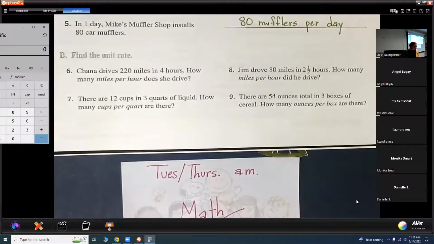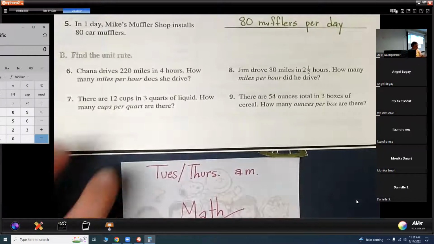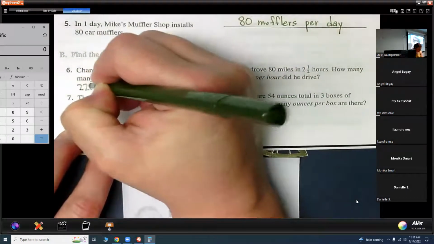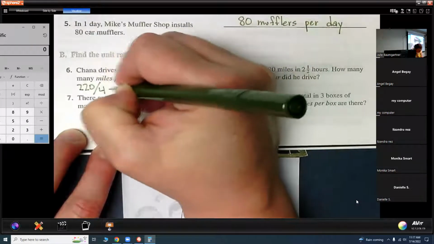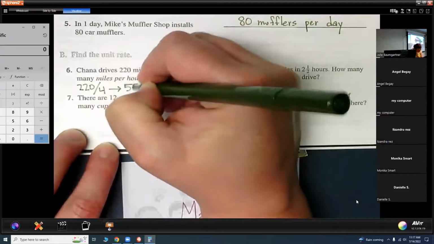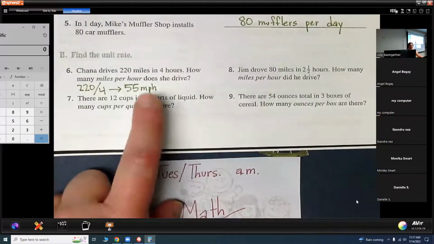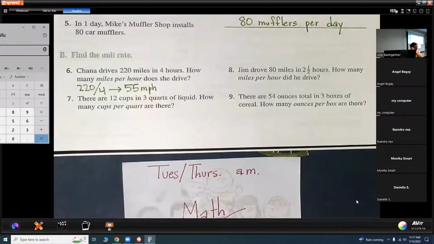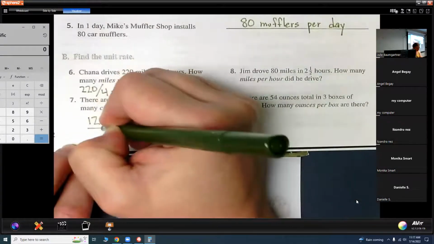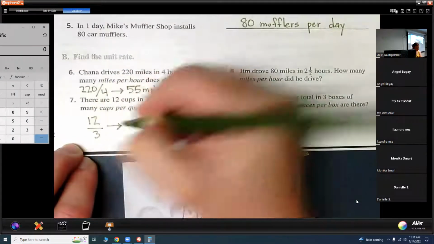So Chana drives 220 miles in 4 hours. How many miles per hour did she drive? 55. 55 miles per hour. Oftentimes rates get abbreviated. Okay, there's 12 cups in 3 quarts of liquid. How many cups per quart? 4? Good, because 12 over 3. Take a 3 out of there. So good.